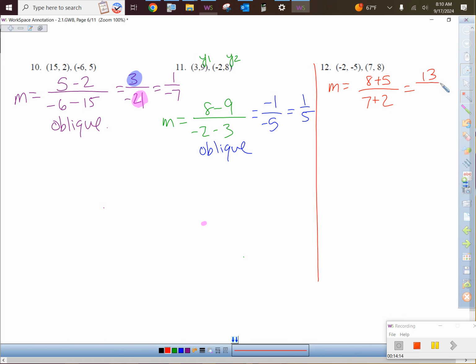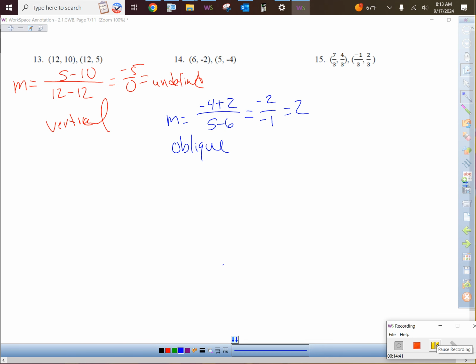So 13 over 9. Does 13 over 9 reduce at all? I don't think so. Horizontal, vertical, or oblique? Oblique. Cool. There are 3 more down there. Do the first 2 without me, just checking yourself with 13 and 14.